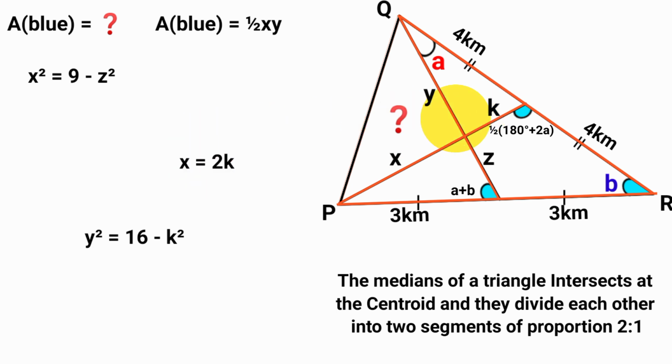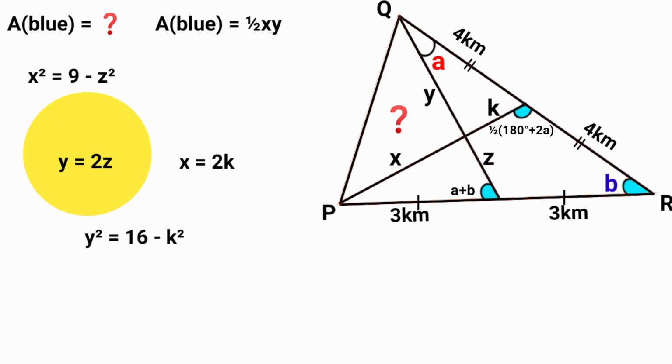The same is for this median here. This is the longer segment. It is twice this segment. So since this is y and this is z, y equal to 2z. Divide both sides by 2. Here 2 cancels 2. While here y over 2 is 1 over 2y. So z equal to 1 over 2y. Substitute it into this equation. So x squared equal to 9 minus 1 over 2y all squared. 1 over 2y all squared is 1 over 2y times 1 over 2y, which is 1 over 4y squared. So x squared equal to 9 minus 1 over 4y squared.